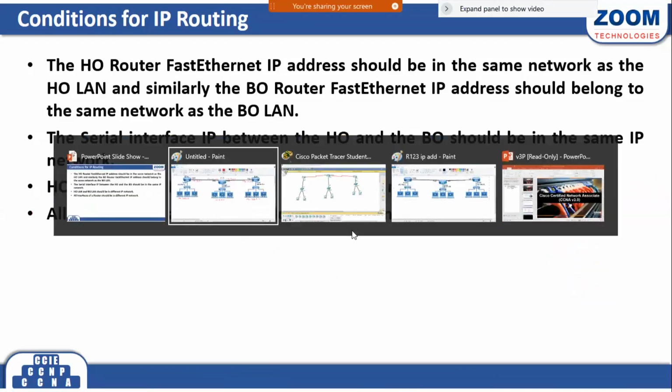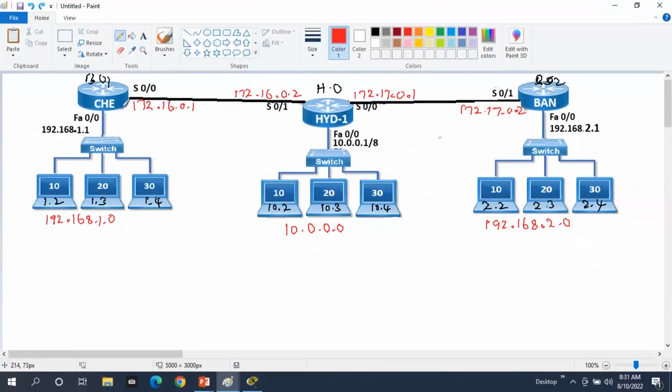Let us cross check in our topology. For branch 1, there are two interfaces, FastEthernet 0 and serial 0/0. The two should be in different networks. The FastEthernet network is 192.168 and the serial is 172.16. Yes, different networks.